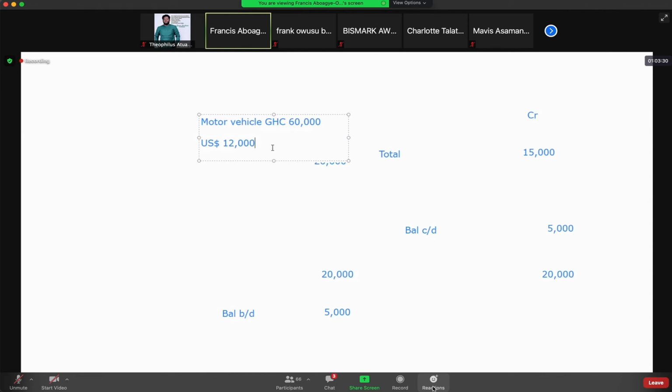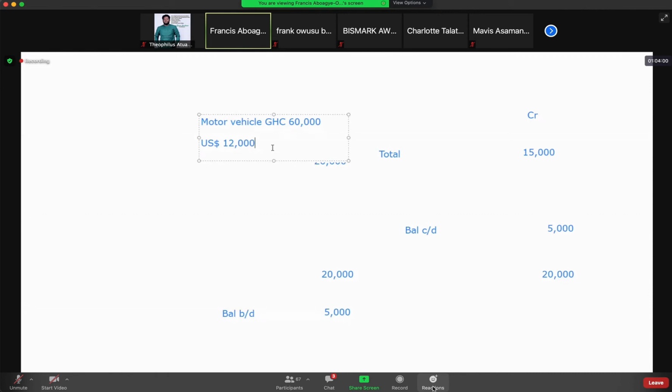So if 2 years is 4,000, then in dollar terms, what is left will be 8,000. Now you can multiply the 8,000 by the current exchange rate, and let's assume that the current exchange rate is 6 cedis to the dollar. So if you multiply the 8,000 by 6, it's going to be 48,000.